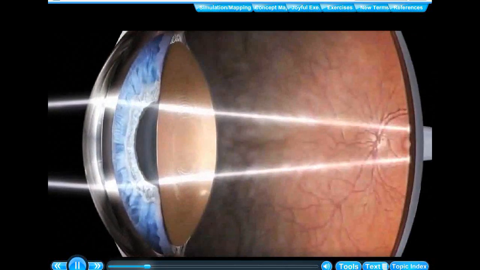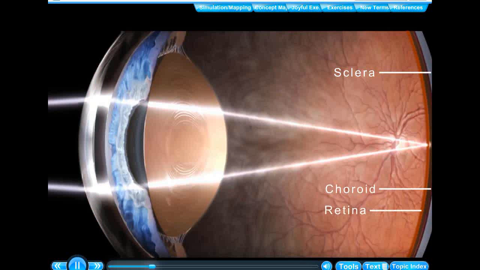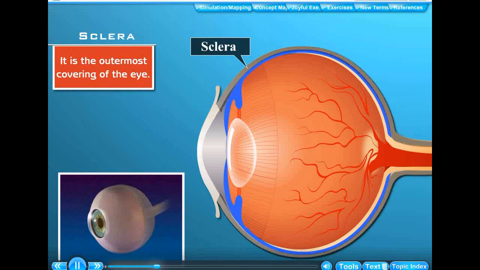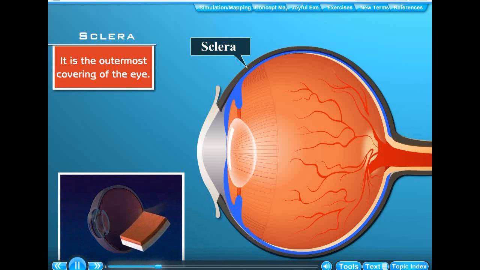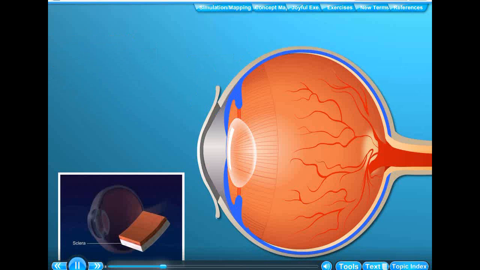The outer part of the eye is composed of 3 layers of tissues, namely sclera, choroid, and retina. Sclera. It is the outermost covering of the eye. It is made of white, tough, fibrous tissues. It protects the vital internal parts of the eye.